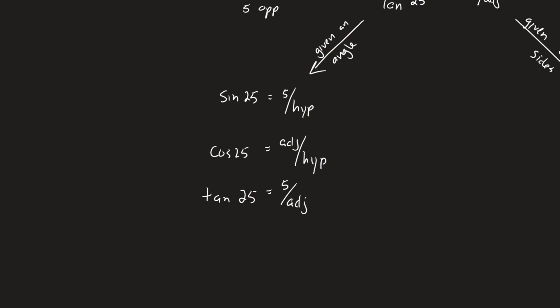So I'm going to hit sine 25, and it tells me that my ratio is 0.4226. And the cosine of 25 is 0.9063. And the tangent of 25 is 0.4663. I computed all three ratios because I had the angle.